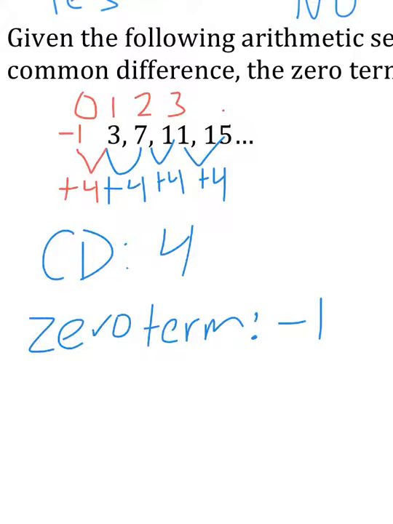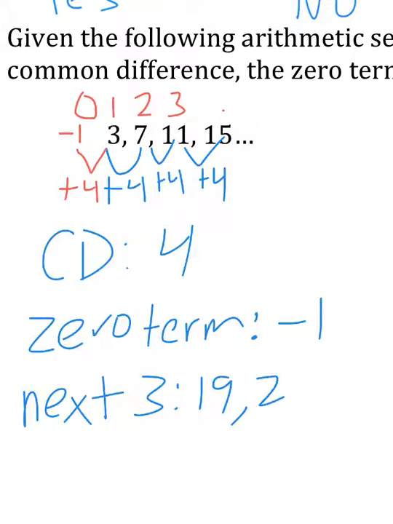Then finally we want the next three terms. Well, we just keep going from that 15. So 15 plus 4 gives us 19. 19 plus 4 is 23. And 23 plus 4 gives us 27. So those are our next three terms in our sequence.